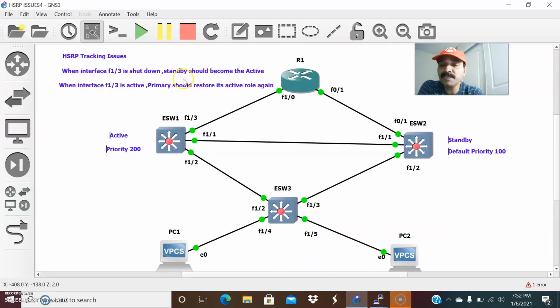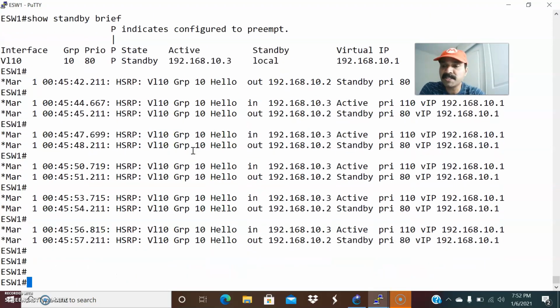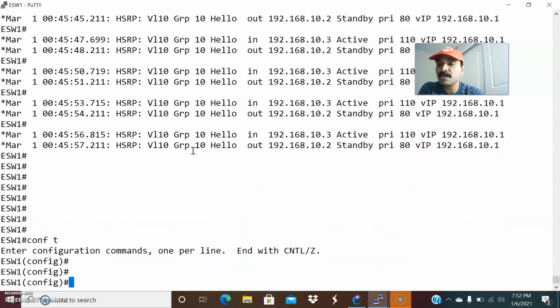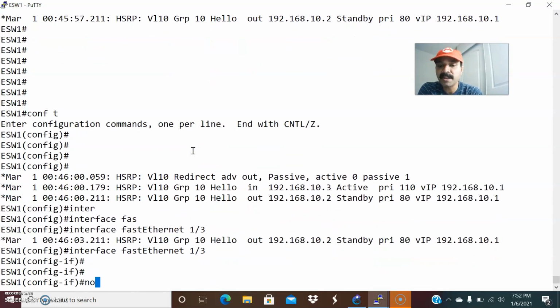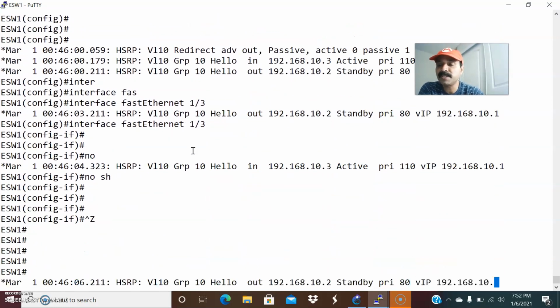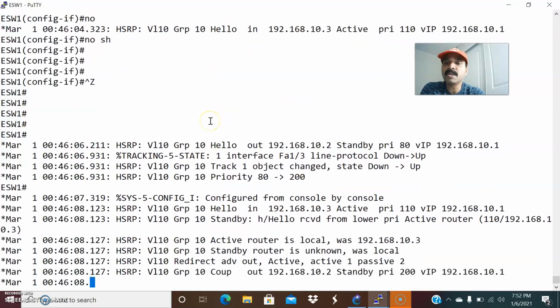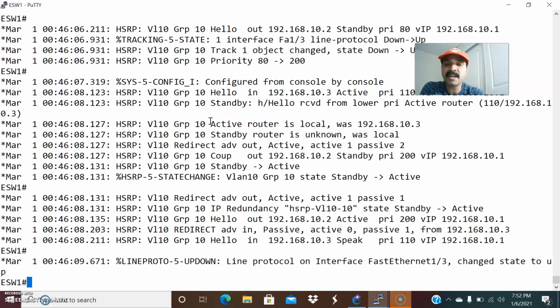Now what we can do after activating this interface again, this should restore the active role again because I configured the preempt feature. After making this interface active, it should restore the active role again. That is the purpose of interface tracking, right? So let us go to the configuration mode and do interface fast Ethernet 1/3 and activate the interface, no shut. So this interface I'm activating.